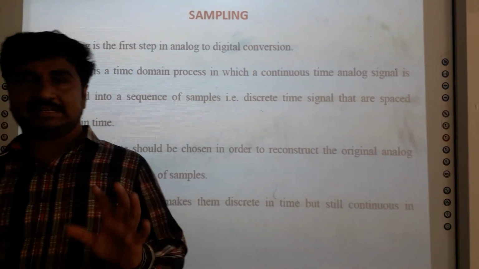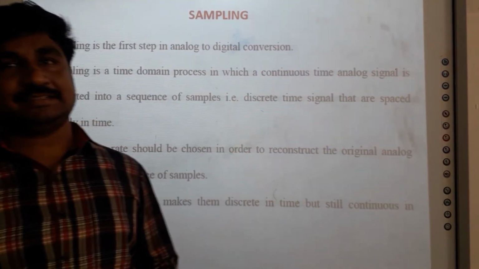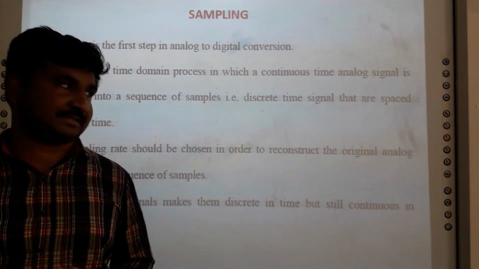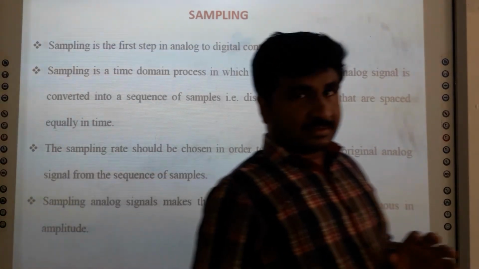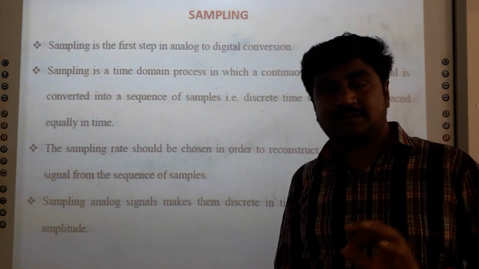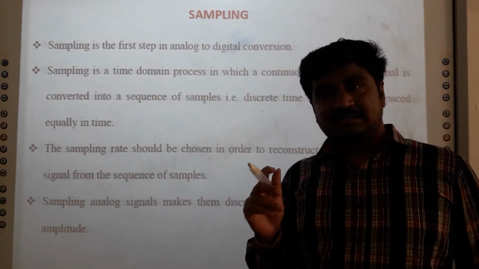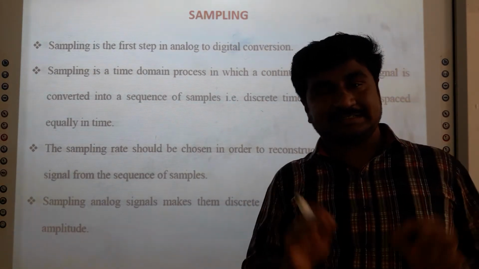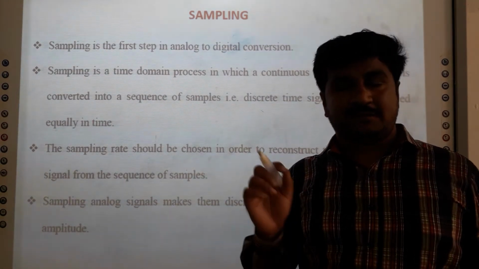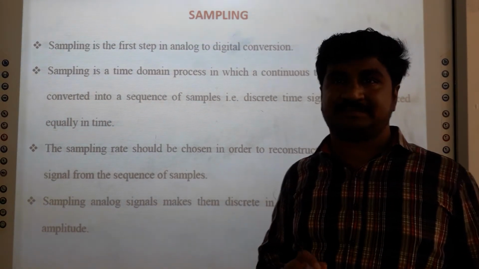As discussed earlier, we are first going to discuss the first sub block of the formatter, called the sampler. Sampler is a device which is used to do the sampling process. Sampling is the first step in the conversion of an analog signal to a digital signal, and it converts the continuous time analog signal into a discrete time signal. For that, we are going to take a few samples from the continuous time signal.